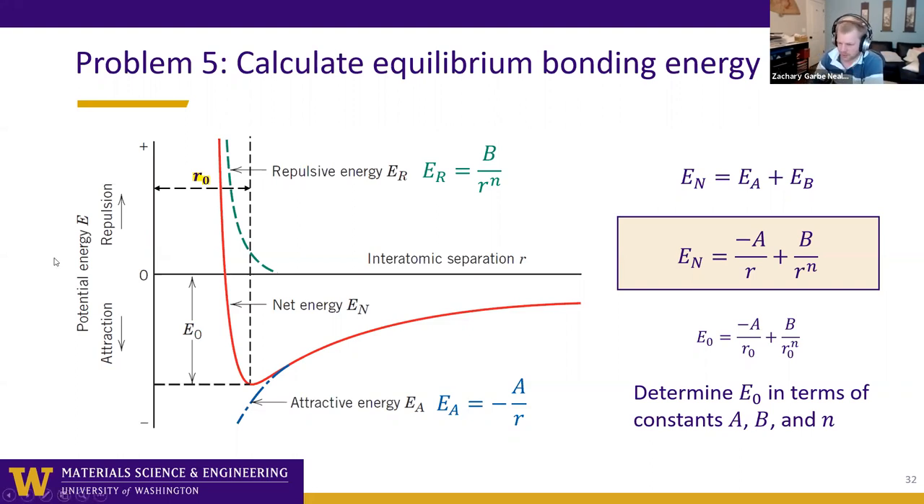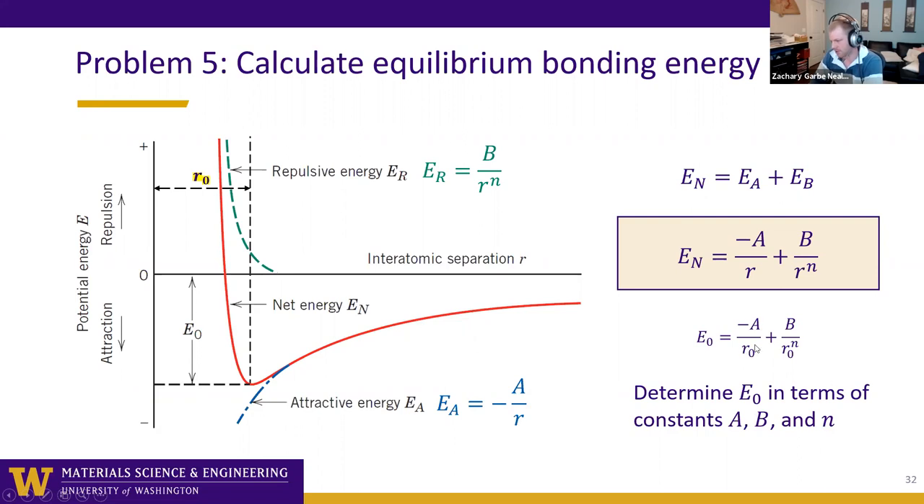As we said, if we're looking at potential energy versus interatomic spacing, we have a repulsive energy and an attractive energy, and the sum of the two is the net energy. Of course, the equilibrium distance, R naught, is going to be at the point of minimum potential energy. So the question is, determine E naught, the equilibrium bonding energy, in terms of A, B, and N.